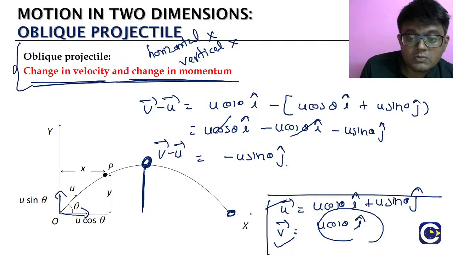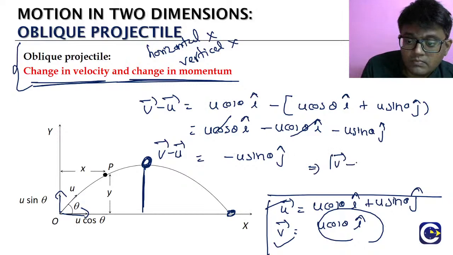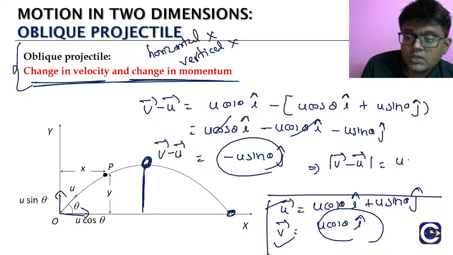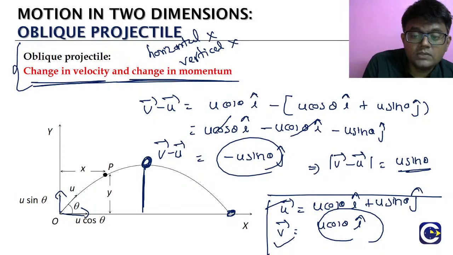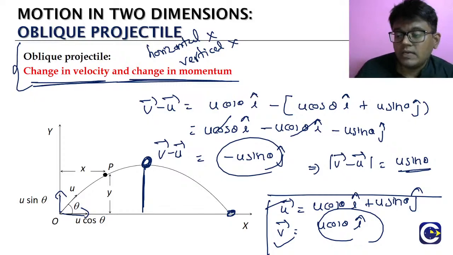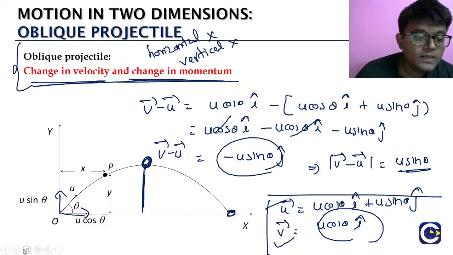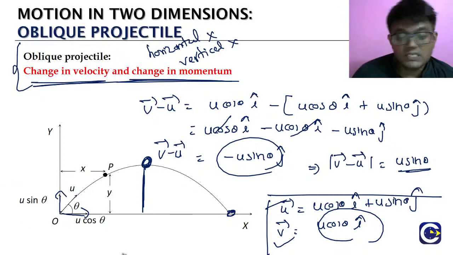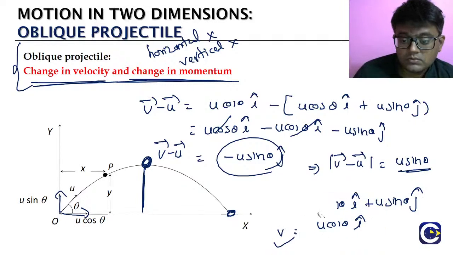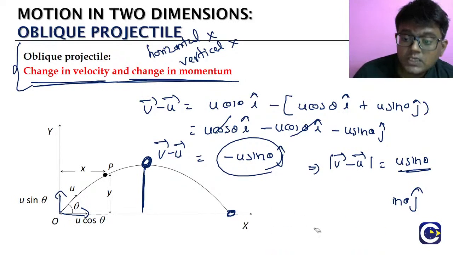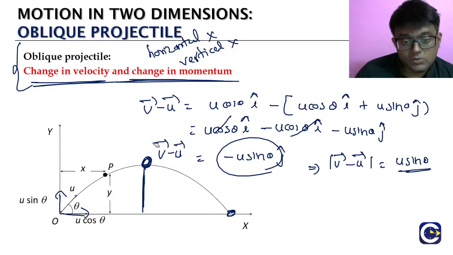If we want only the value, we take the modulus, and the minus sign will not appear. The modulus of j cap is 1. So the value is u sin theta. That is the magnitude of the change in velocity between the initial point and the maximum height point.